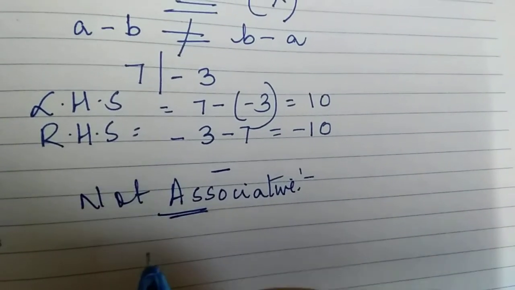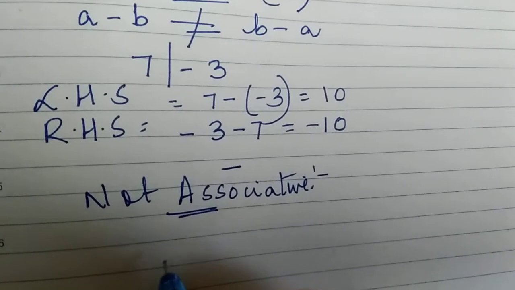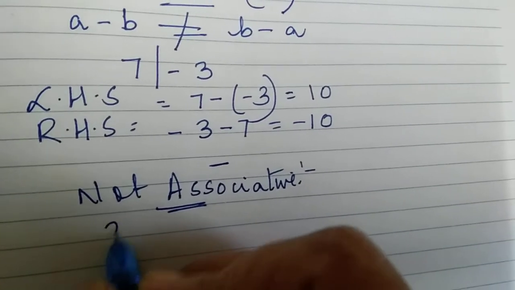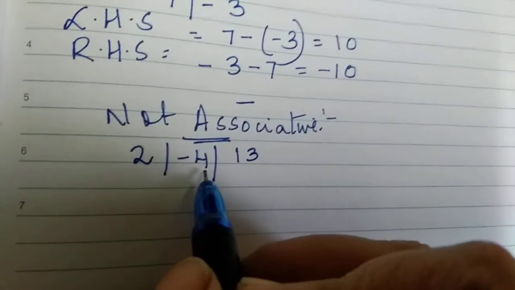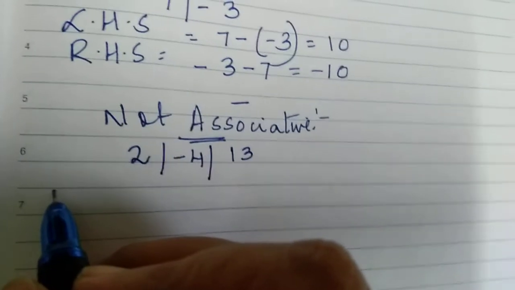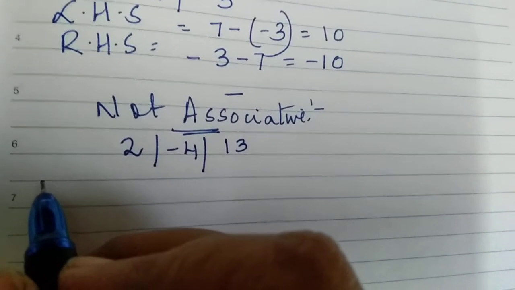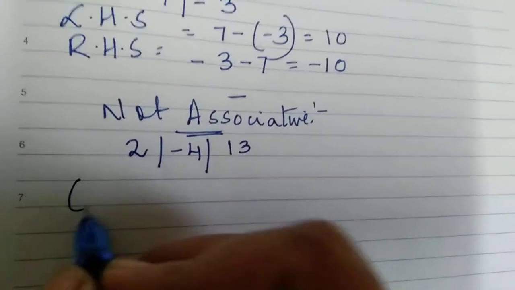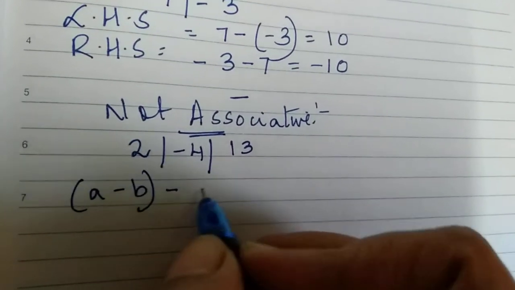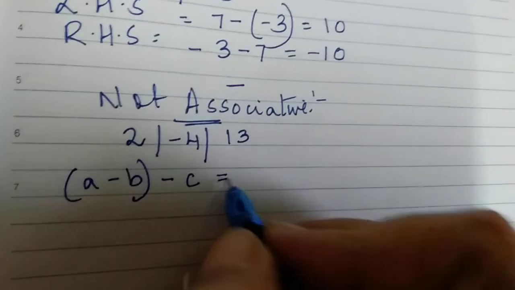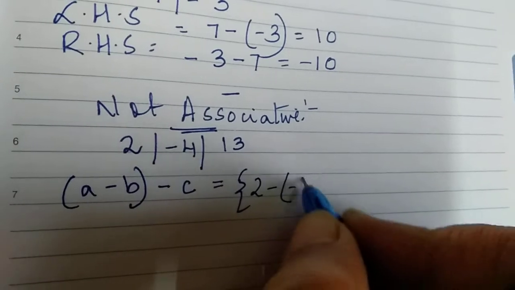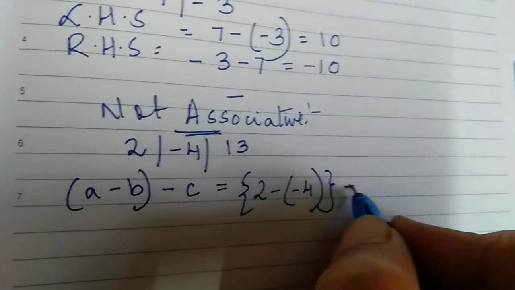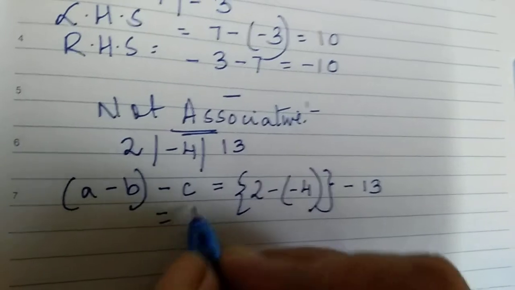Suppose I take three values. What are the three values? Any three integers if I take. Suppose I take 2, minus 4 and 13. Okay. That means A is 2, B is minus 4, C is 13. So what does this say? Associative law says that A minus B, minus C, first I have to do. So if I do this, it is 2 minus 4, minus 13.